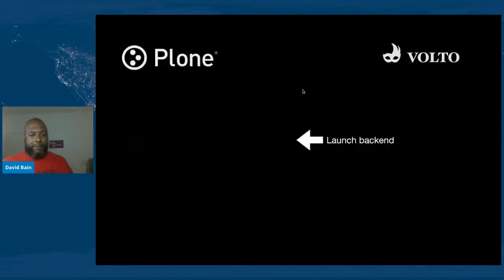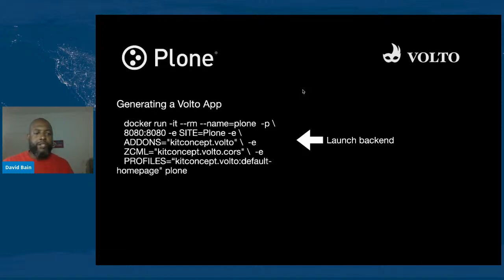So, generating a Volto app. If you're going to get started with Volto, I recommend that you launch the backend. The fastest way to do that is just launch it with Docker with a command like this. And for almost everything that I mention here, you can pretty much go to the official Volto documentation. More or less, if you Google, you're going to come across docs.voltocms.com, and you'll see this as launching the backend.